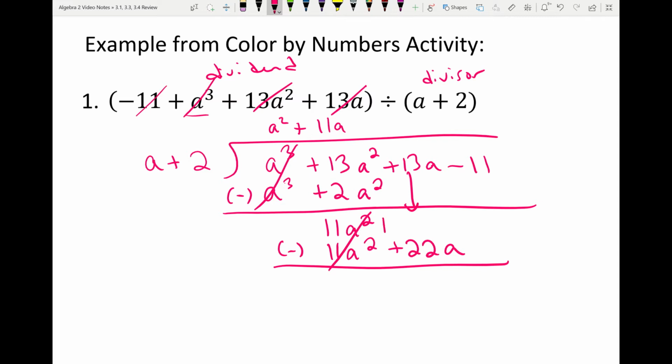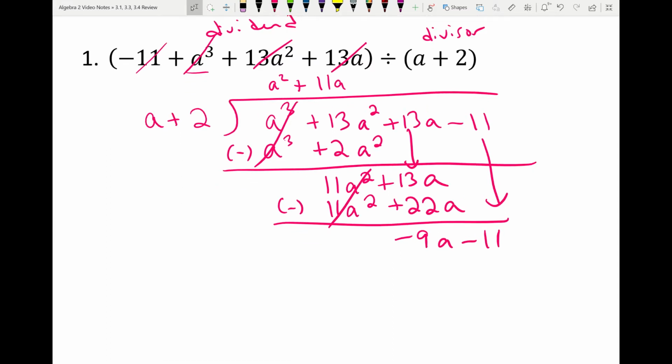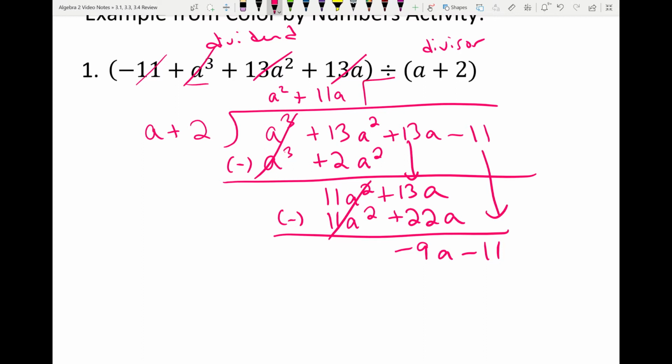I forgot to bring down the 13a here, so let me bring that down. Now you've got to subtract these two together. 13 minus 22 is -9a. Bring down the -11. Now we've got to fill in the blank. a times what is negative 9a? That'll be negative 9.